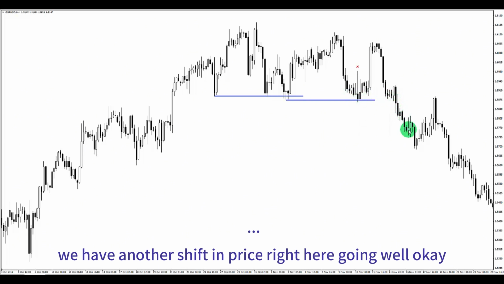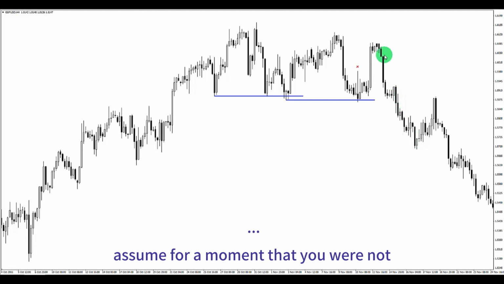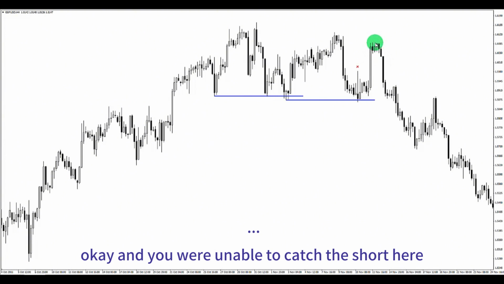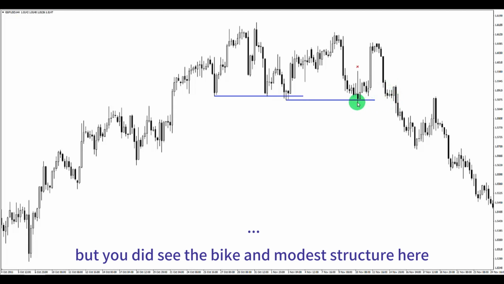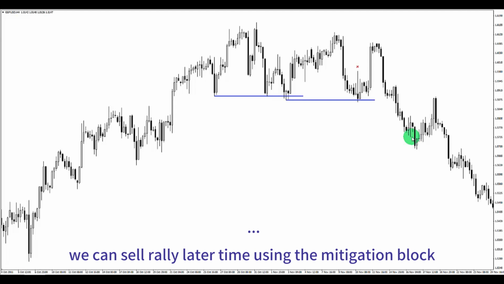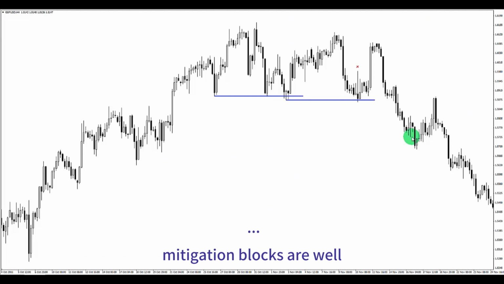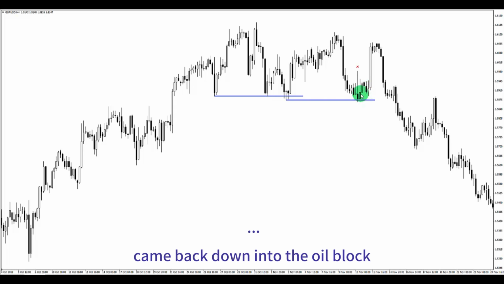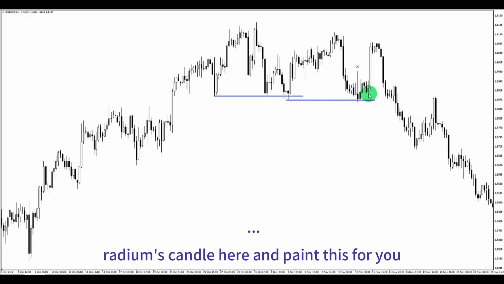Assume for a moment that you weren't astute enough to trade up in here, and you were unable to catch the short here, but you did see the break in market structure here, and it really started to break down. We can sell the rally at a later time using the mitigation block. Mitigation blocks are, well, everyone can see clearly this is a swing low, and price rallied away, came back down into the order block right here on this candle here.